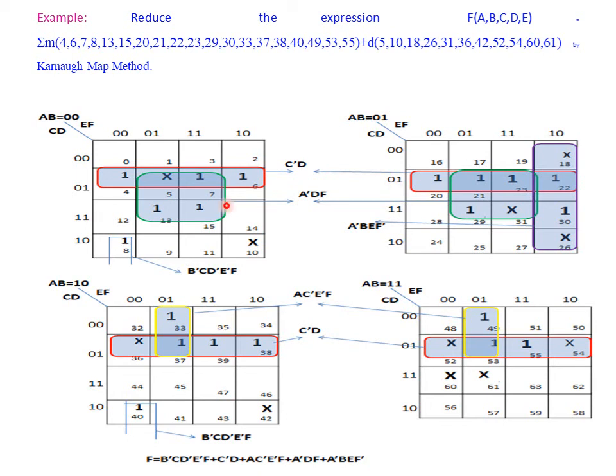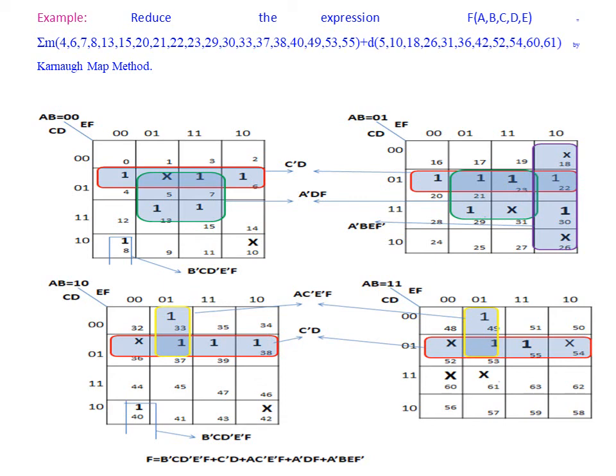Now this green color is common between these two maps. In these two maps, the common AB term is A bar, and here D, and the common between these two is F. So A bar D F is an answer. Now this yellow color is common between these two maps. In these two maps, the AB common term is A, and here the common is C bar, then D, E bar, F.